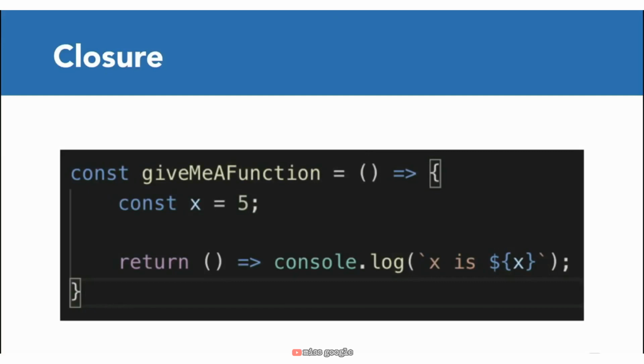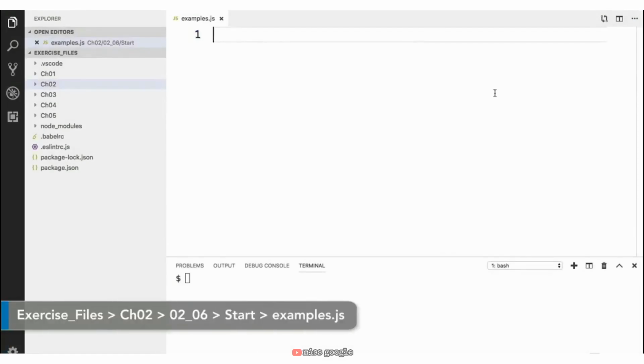Returning functions from other functions leads us to another very important concept in JavaScript, and this is something called closure. So what is closure exactly? Well, basically closure means that when we define a function that returns another function, the function that we return still has access to the internal scope of the function that returned it. In this case, the function that we return still has access to the constant x, even after we return it. To see what I mean a little better, let's code out an example that demonstrates closure.